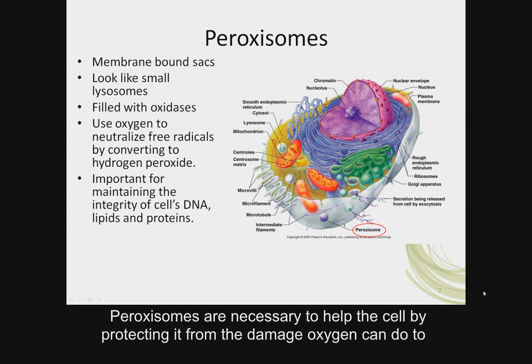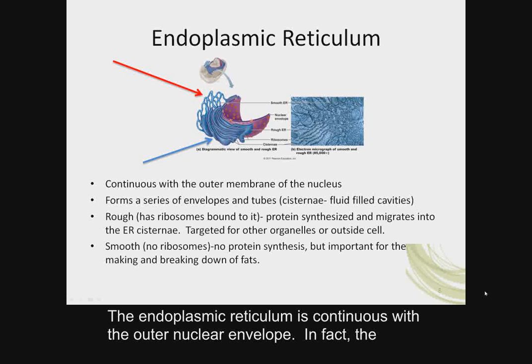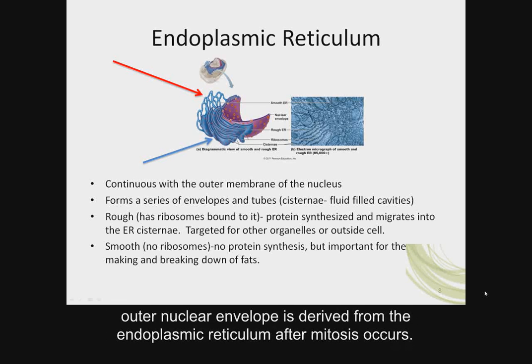Peroxisomes are necessary to help the cell by protecting it from the damage oxygen can do to the cell membranes, proteins, lipids, and DNA. The endoplasmic reticulum is continuous with the outer nuclear envelope. In fact, the outer nuclear envelope is derived from the endoplasmic reticulum after mitosis occurs.